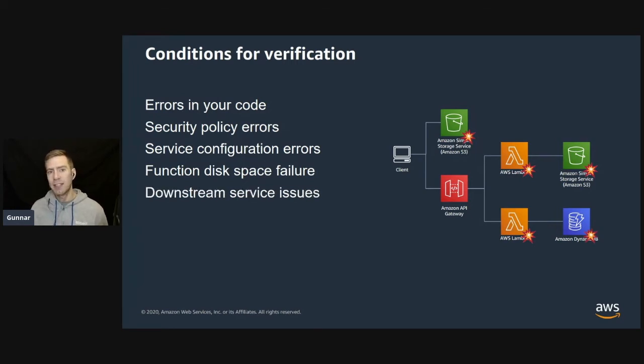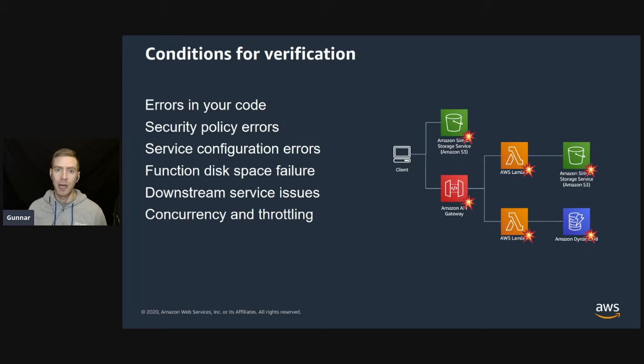And we can create different types of downstream service issues. In this case, we have S3 and DynamoDB as downstream services, but very common is to have a third-party API as a downstream service. So we can add different types of issues to those as well to watch how our application behaves under those conditions.